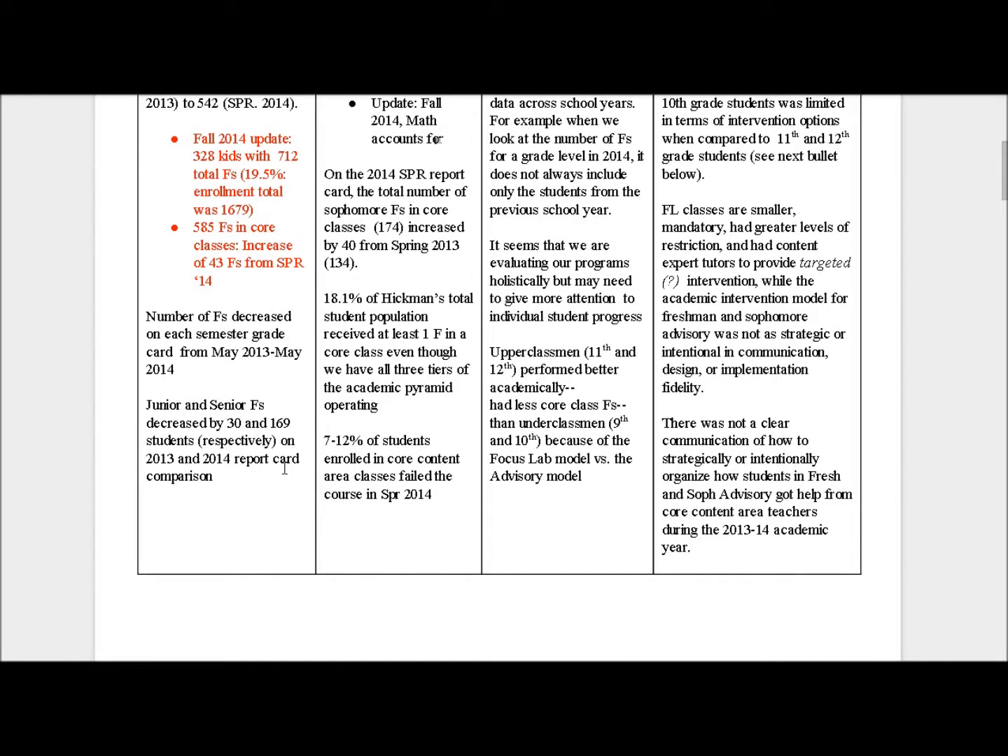Another thing we noticed was that 18.1% of Hickman's total population received at least 1 F in core classes, even though we have all 3 tiers of the academic pyramid operating. And I say that pretty loosely, because we have knowledge of the pyramid of intervention and the 3-tier approach, but I don't know if I, as the principal, have done a good enough job of explaining what the pyramid of intervention is, and then also establishing what is appropriate or an area of need when you see numbers like 18.1% of our total population has at least 1 F with those tiers operating. So that is something that I do want to work on as a principal personally, and then for our building as a whole.